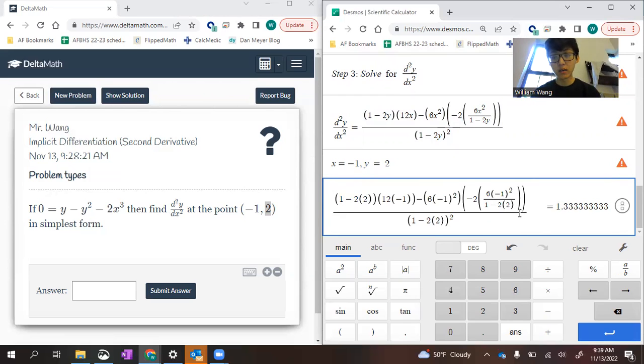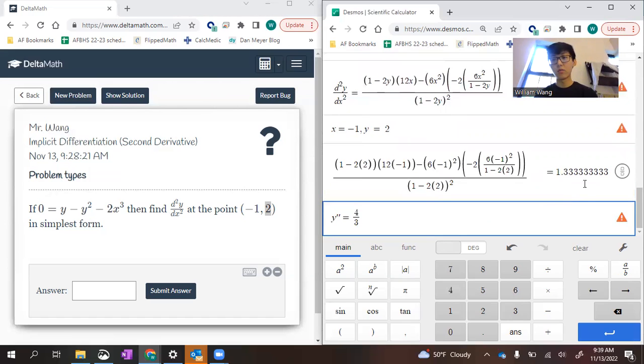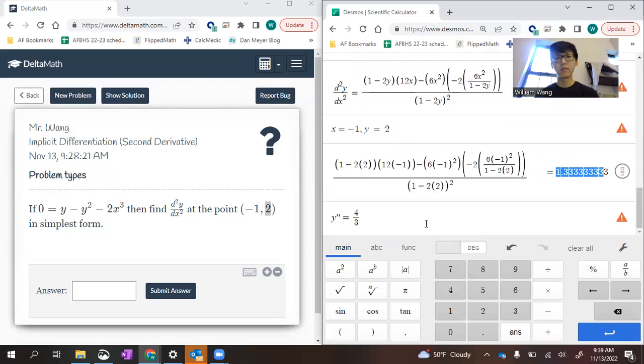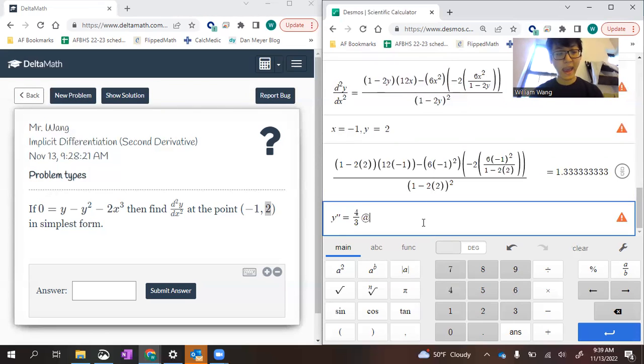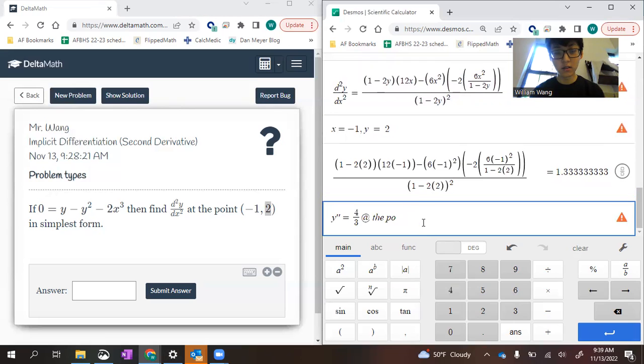So once I plug it in, I got 1.333. So what is this really saying? Just to be clear, this means y double prime is equal to 4 over 3. 4 over 3 is 1.333, sorry. 4 over 3 at the point -1, 2. Okay, so I found my answer. It's 4 over 3.